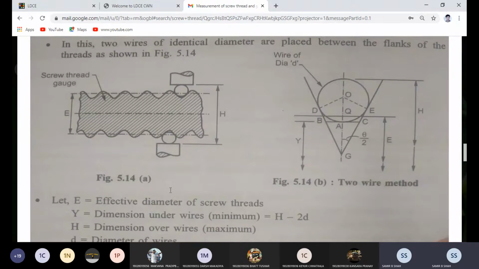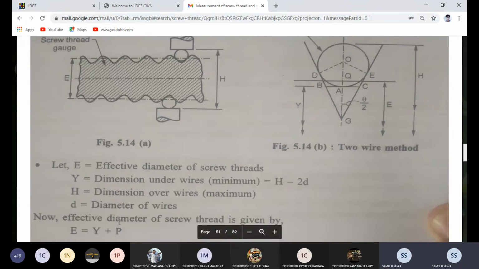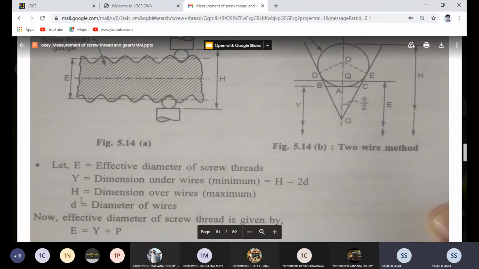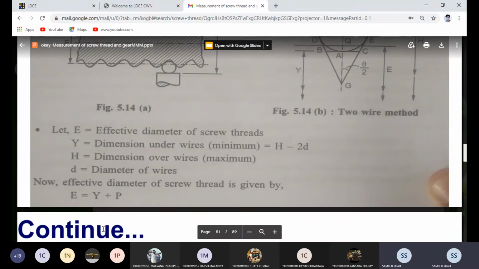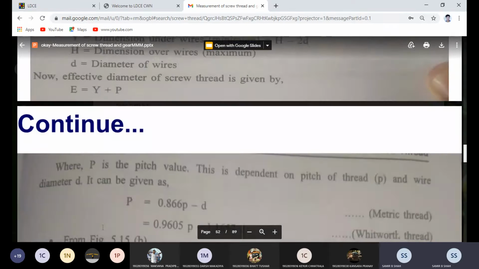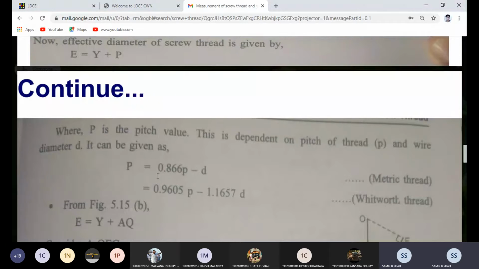As I discussed earlier, here we use the equation that E is equal to Y plus P, and we are finding the effective diameter with the help of this equation, that E is equal to Y plus P, where P is equal to 0.866p minus d. That you have to remember. This equation you have to remember.